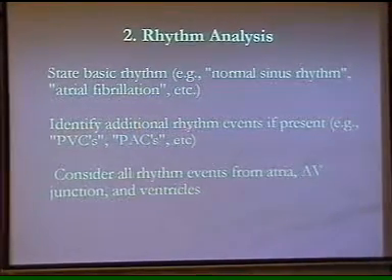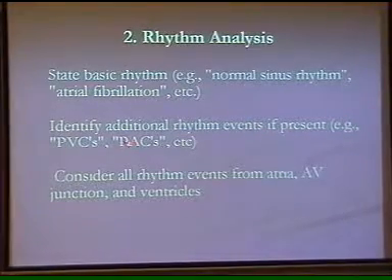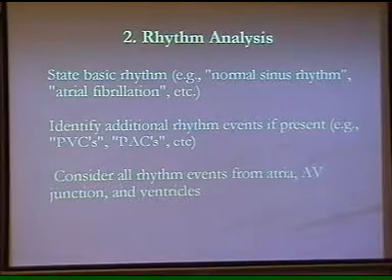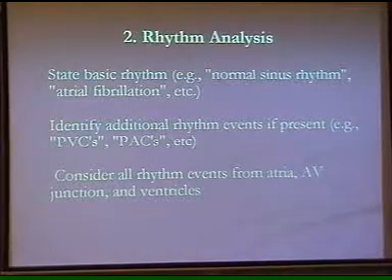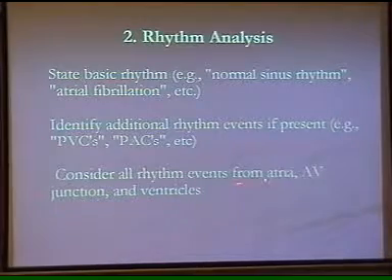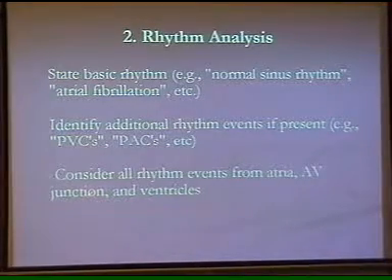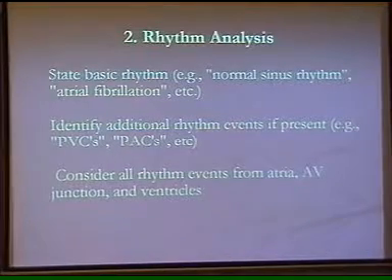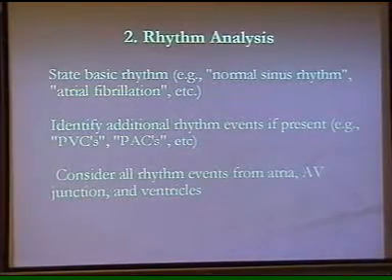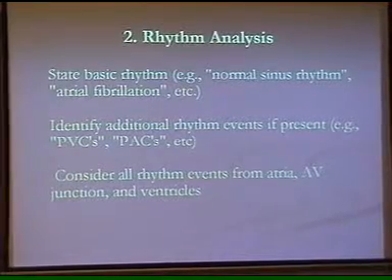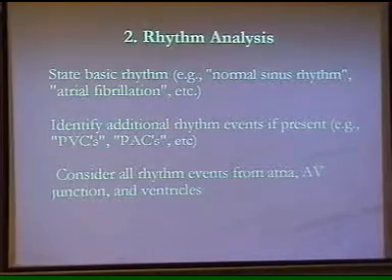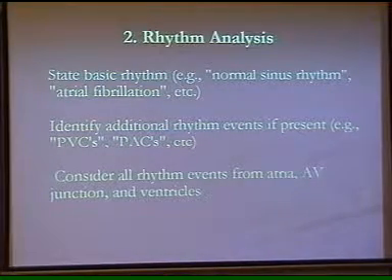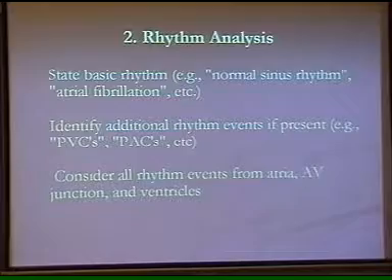Identify additional rhythm events if present. For example, PVCs, premature ventricular contraction, or premature atrial contraction, so you have to identify that in the ECG. And consider all rhythm events from the atria, atrioventricular junction, and ventricles. In other words, it will be a sinus rhythm, a nodal rhythm, a ventricular rhythm, or another one due to functional disturbance in the AV node, called re-entrant tachycardias. Different. Next.